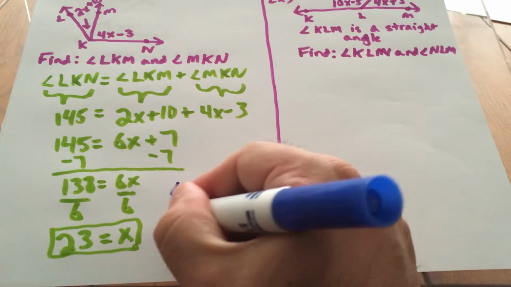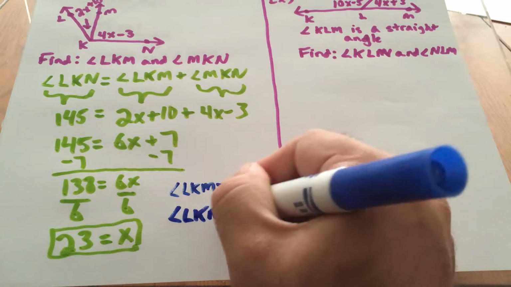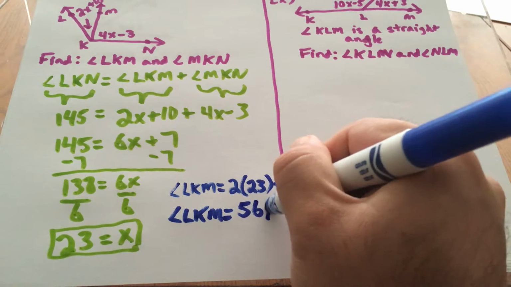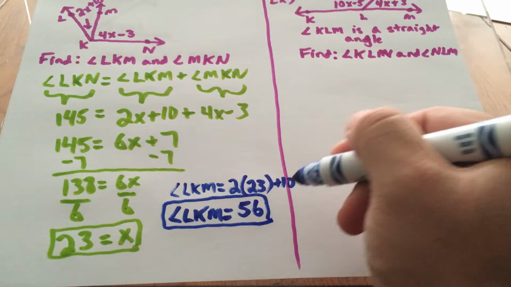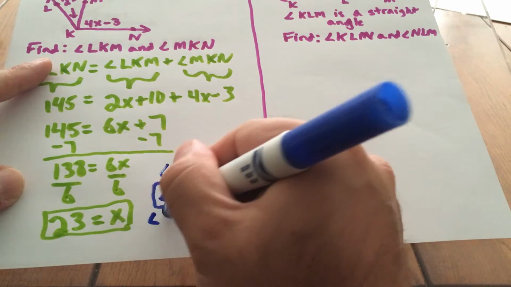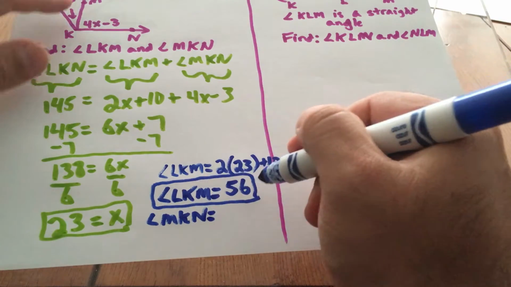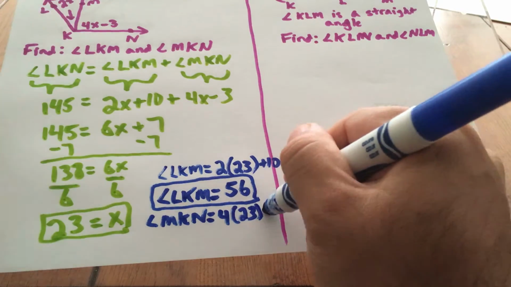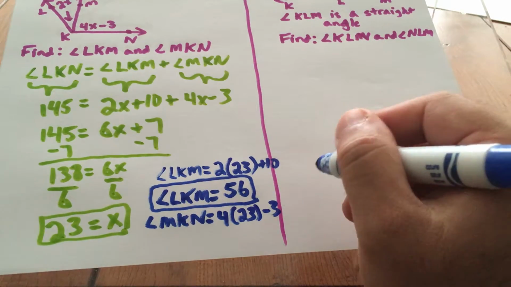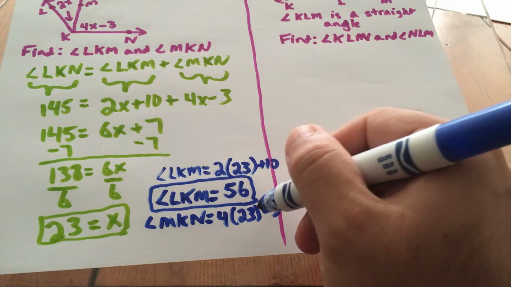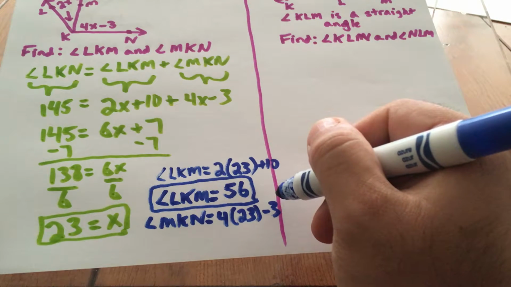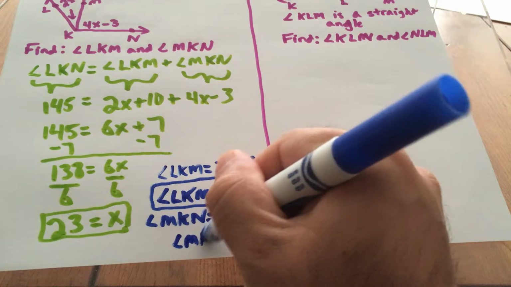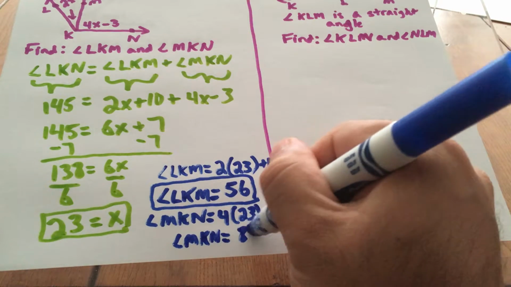All right. So angle LKM, when we crunch that out, 2 times 23 is 46, plus 10 is 56. So here is our first angle. We can do the same thing for MKN. So angle MKN is equal to 4 times x, which in this case is 23, and then minus 3. So 4 times 23, that's going to be 92, minus 3, which would be 89, correct? So angle MKN is equal to 89.